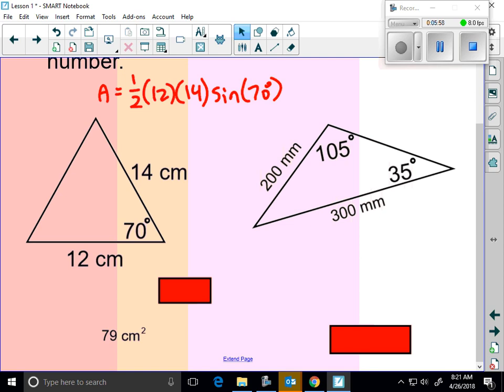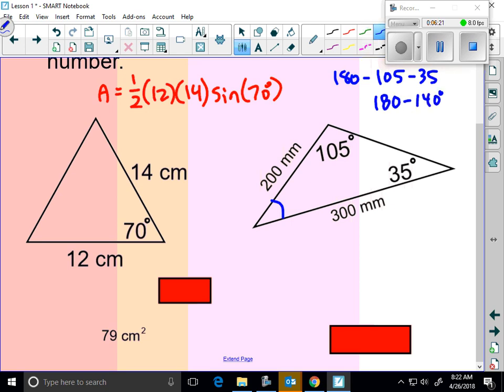We have to have a side angle sandwich, right? We need this side, or we need this angle. Which one's going to be easier to find? This angle, right? If I need this angle, it's going to be 180 minus 105 minus 35. I think that's 180 minus 140, so that angle must be 40. Now I have my side angle sandwich.